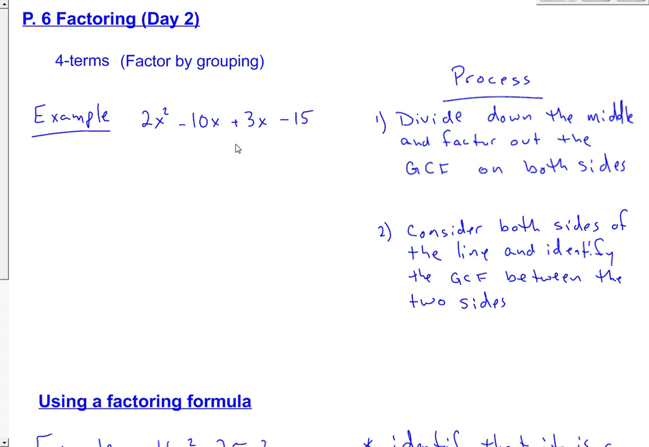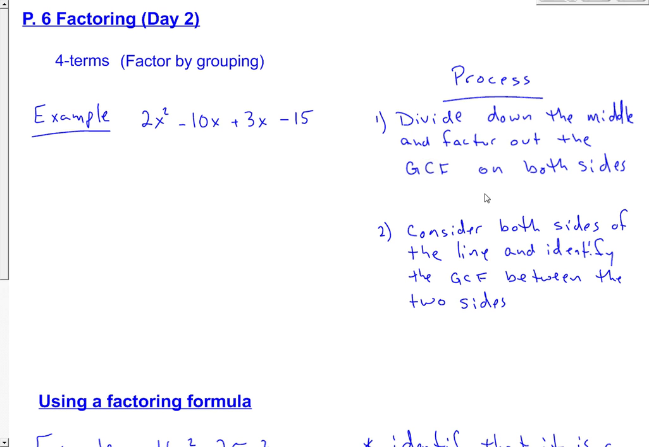This is chapter P.6, Factoring, Day 2. In this section, we are going to focus on factoring polynomials with 4 terms and also polynomials that require a special factoring formula. So looking at this first example, we see that we have 4 terms in this polynomial.